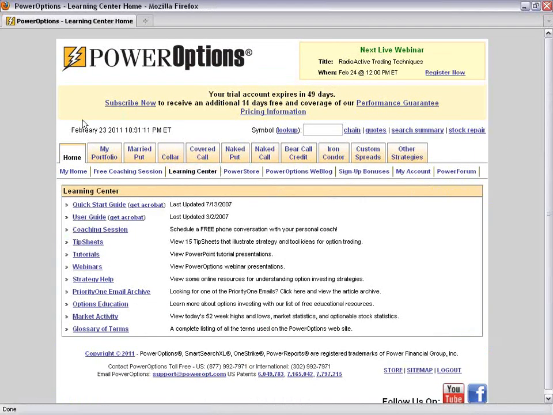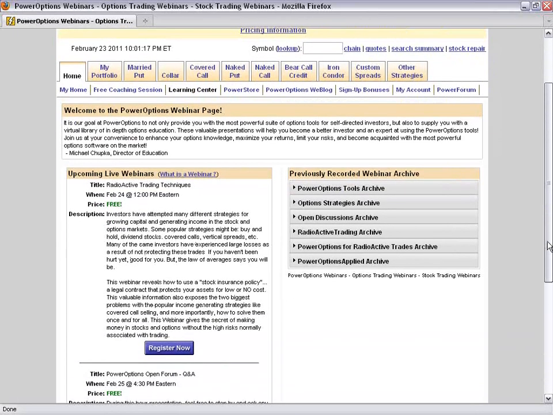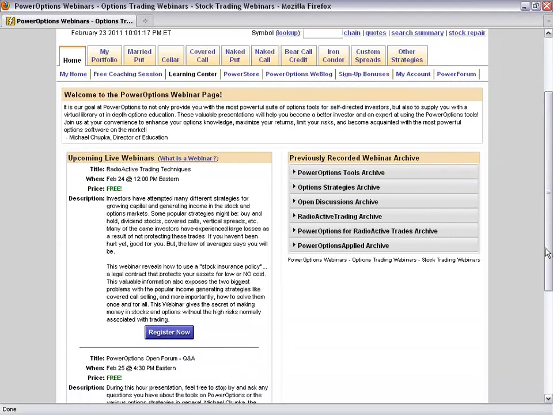Let me just go into the Learning Center. So go to Home, go to Learning Center, and then I'll click on Webinars from our Learning Center menu. Every Friday at 4:30 p.m. Eastern Time, I host an open discussion presentation. This one is particular to the radioactive trading techniques and using Power Options for radioactive trading.